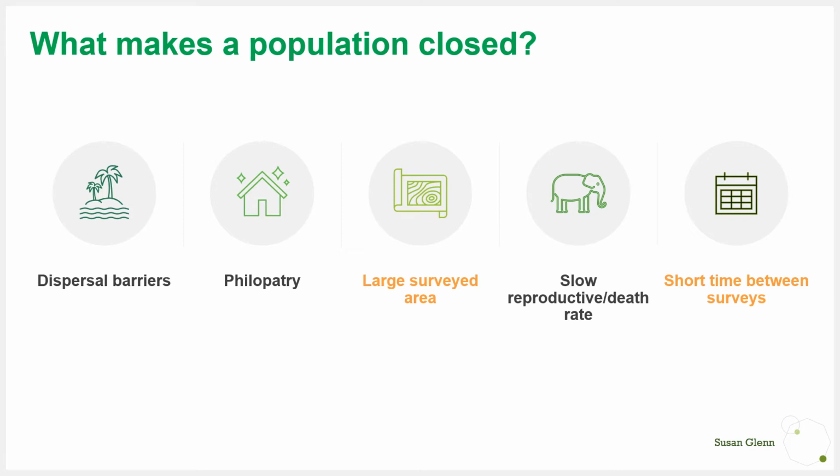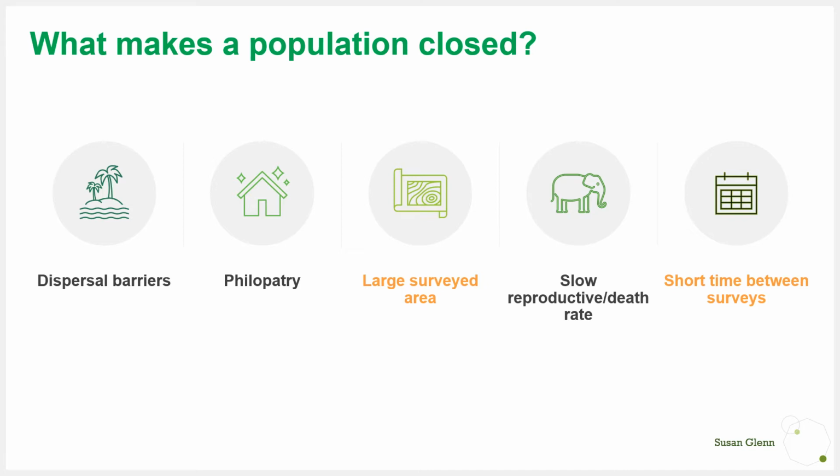The other thing that makes a population closed is having a slow reproductive rate and a slow death rate. So you're not having something that only lives for 24 hours or that is producing huge numbers of offspring between your samples. And if we don't have something that has a slow reproductive rate or death rate, we make sure that the time between our surveys is relatively short compared to their reproduction time and their lifespan.